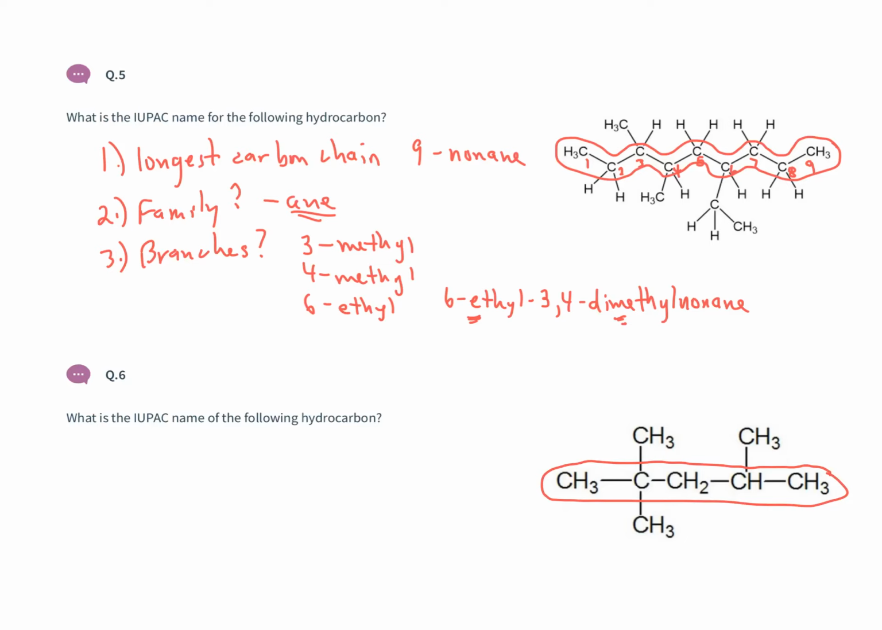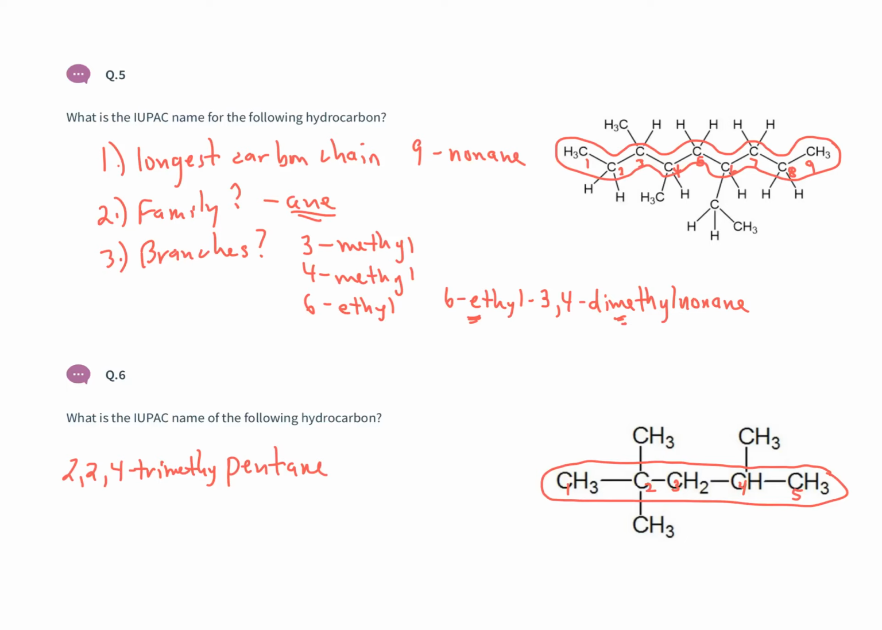So now I have the longest continuous carbon chain. I want to count this in a way that gets me to the first branch with the lowest number possible. And so if I count from the left, I get 1, 2, 3, 4, 5. And I'll run through this naming before I name the other direction. So I have a 5-carbon hydrocarbon, so that would be pentane. And on that 5-carbon hydrocarbon, I have a methyl group on the 2nd carbon and the 4th carbon. So I would have 2,2,4-trimethylpentane.